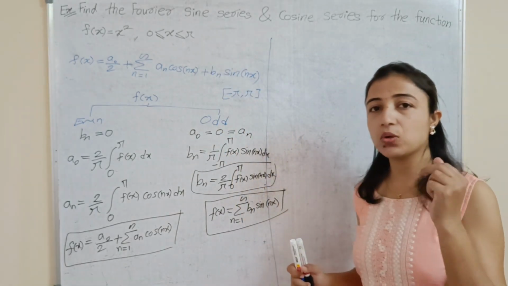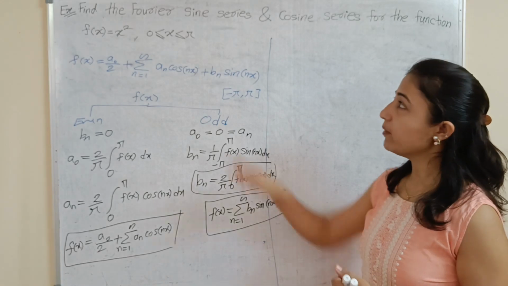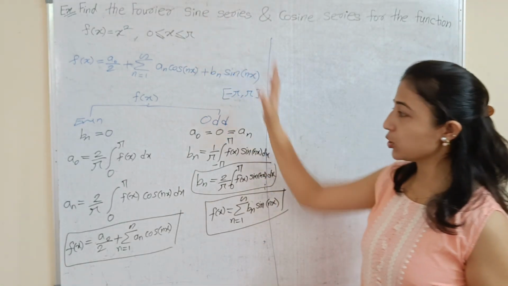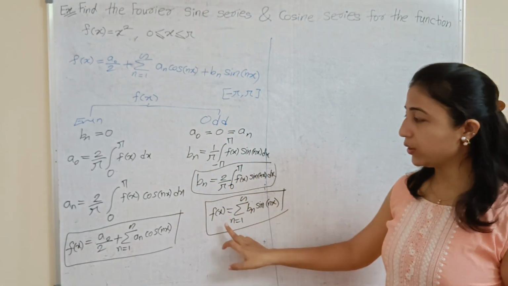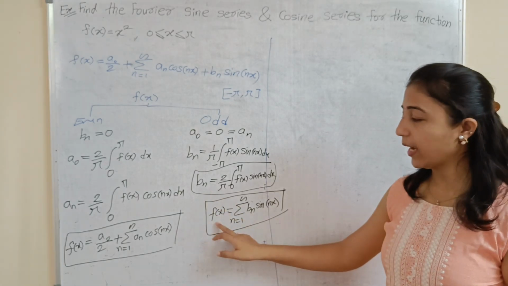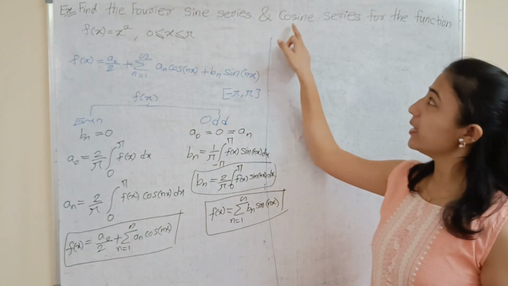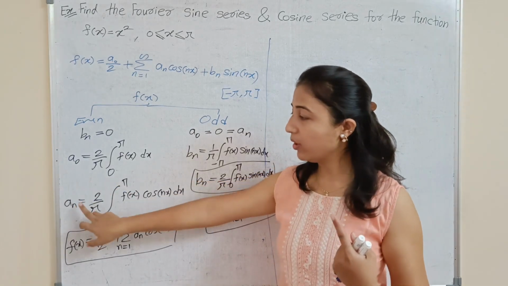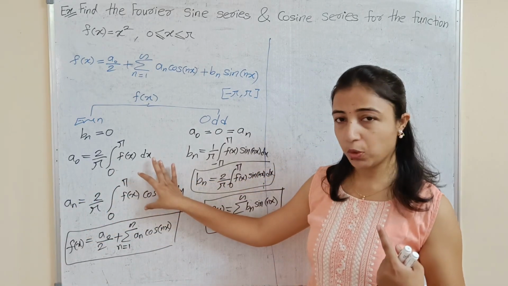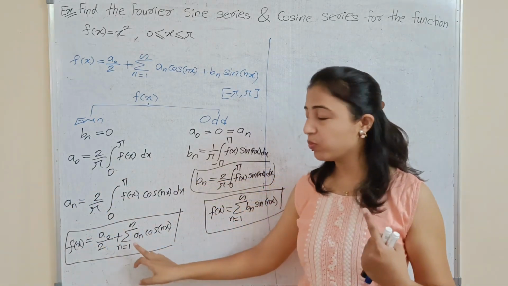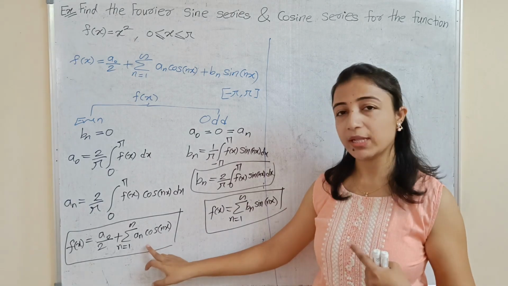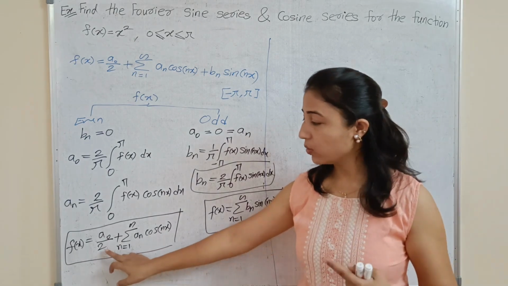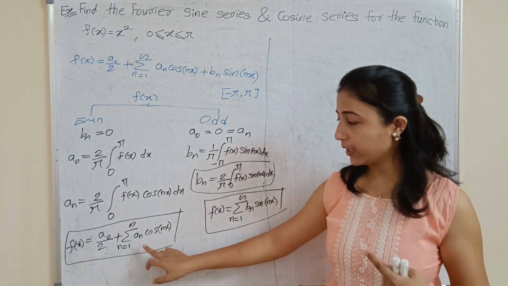जब फोरियर साइन कोसाइन सीरीज पूछते हैं, तो if they are asking about the sine series, so only you have to find the bn and use this formula of finding bn and f of x. And if they are asking for the cosine series, that means you have to find a naught and an with the help of these two formulas, and therefore our Fourier cosine series formula is this. So Fourier cosine series for function f of x is this one.